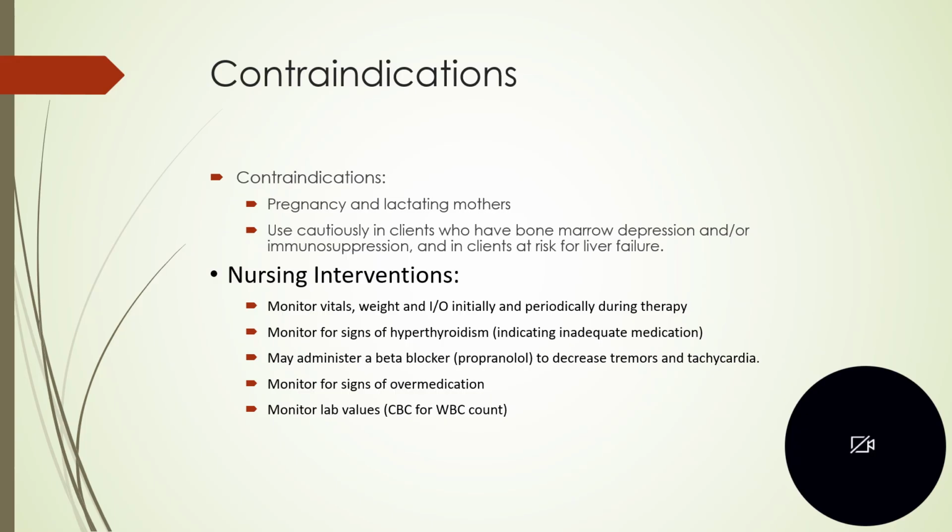While I'm giving this, monitoring their weight, their vitals, looking for those signs of hyperthyroidism, which means I'm not giving enough. They might need an increased dose, or hypo, which means we've given too much. If they are experiencing tremors and tachycardia, then we might give beta blockers to counteract those symptoms, okay? I said before that a beta blocker is going to slow my heart rate down, okay? So that can be used to treat those symptoms.